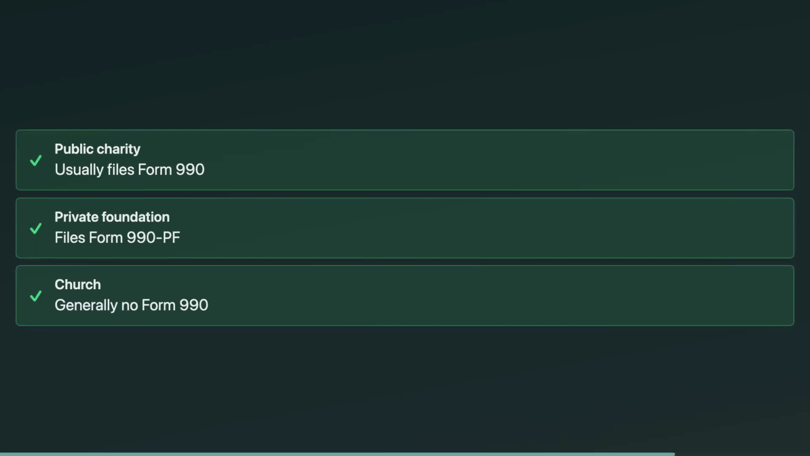Once you classify it, the return often falls into place. Public charities typically file Form 990, or possibly 990-EZ or 990-N, depending on size. Private foundations generally file Form 990-PF every year. So if you see a family-funded foundation, your brain should jump to 990-PF. If you see a museum funded by many donors and events, think public charity and Form 990.